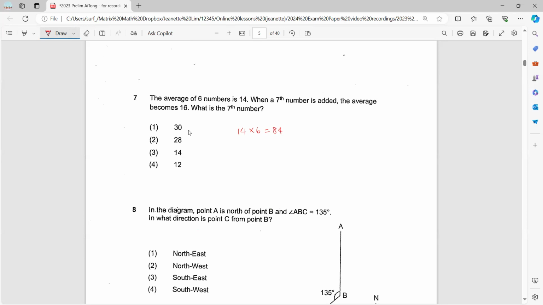Let's find the new total when the average becomes 16, and that is for 7 numbers. So we take 16 times 7. This will be 112. Now, the difference between the new total and old total will give us the 7th number that is added. So 112 minus 84 equals 28. So the answer is 28.